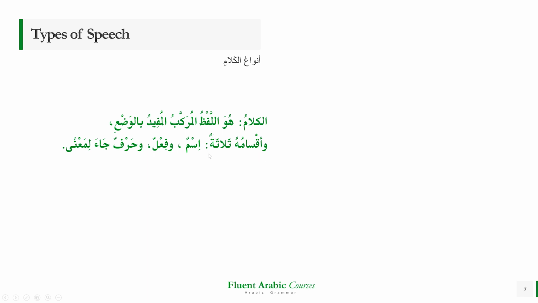وأقسامه ثلاثة اسم وفعل وحرف جاء لمعنى. Now all speech in Arabic, this is very important. All speech in Arabic, it is divided into these three things. If it is Arabic, then every word has to be one of these three things. It is either an ism or a noun, or it is a fi'l or a verb, or it is a harf, a particle. There is no element in Arabic which is outside these three things.